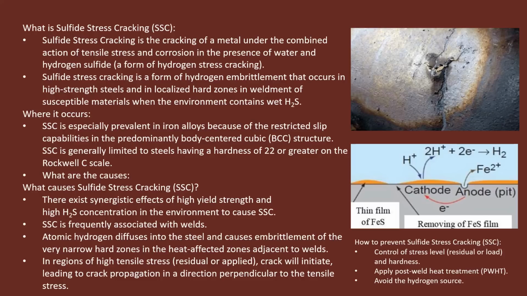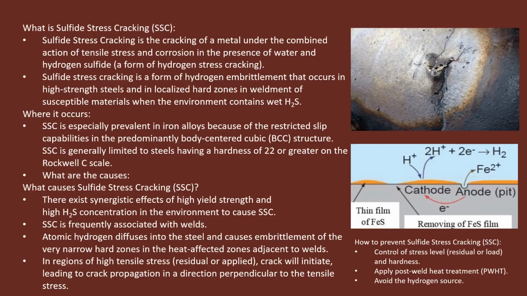So sulfide stress cracking is a form of hydrogen embrittlement. As we discussed in hydrogen induced cracking, a similar effect is there, hydrogen embrittlement occurs, but in this scenario it occurs only when there are high strength steels, and it occurs in localized hard zones. And again, when there is an environment which contains wet hydrogen sulfide. So this is what sulfide stress cracking is.